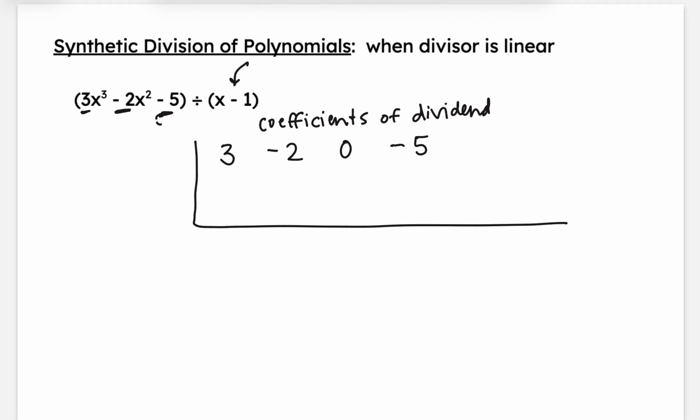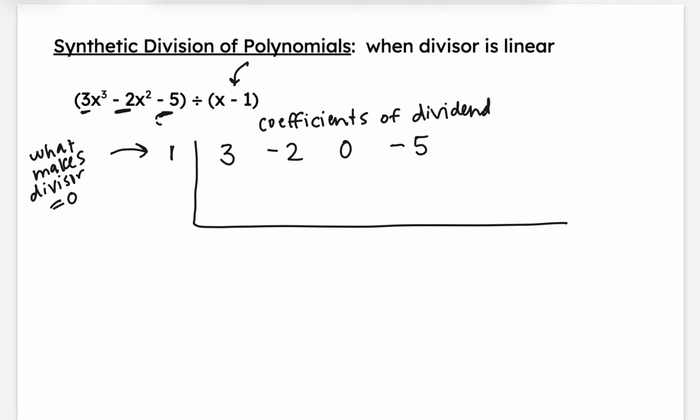Okay, the number that goes outside of my synthetic division is what makes the divisor equal 0. So in this case, it's a 1. So I'm going to put a note here. What makes divisor equal 0? So x minus 1, the number that would make that equal 0 is 1.